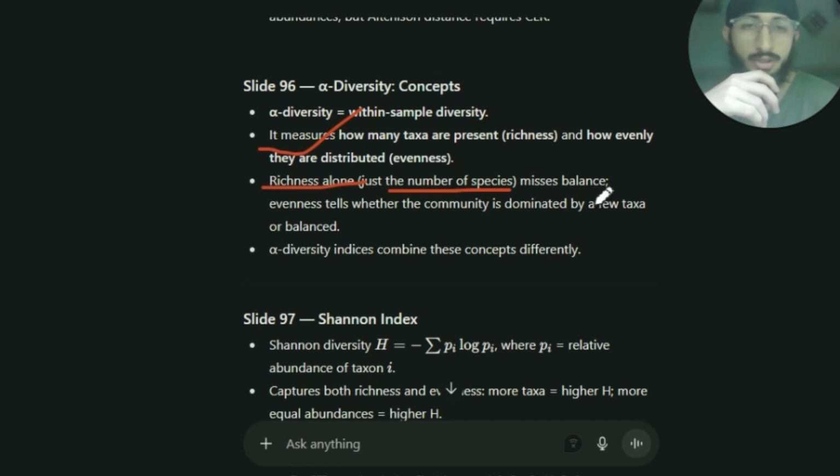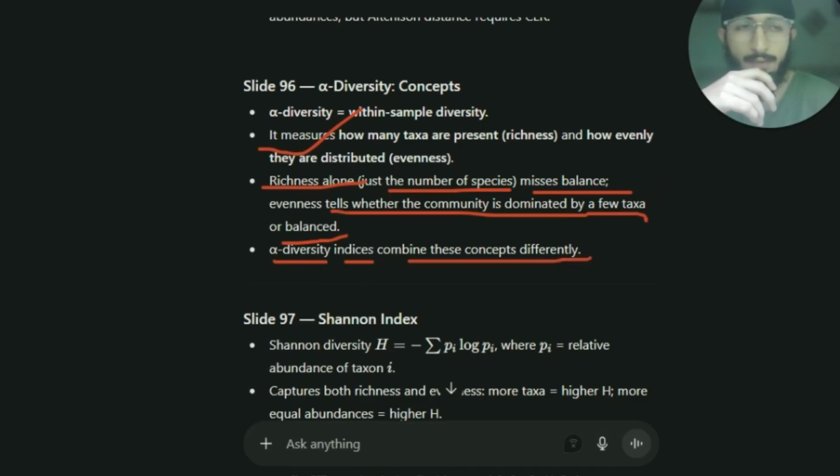Richness alone, just the number of species, misses balance. Evenness tells whether the community is dominated by a few taxa or balanced. And then we have alpha diversity indices which combine these concepts differently. Then we have the Shannon index.